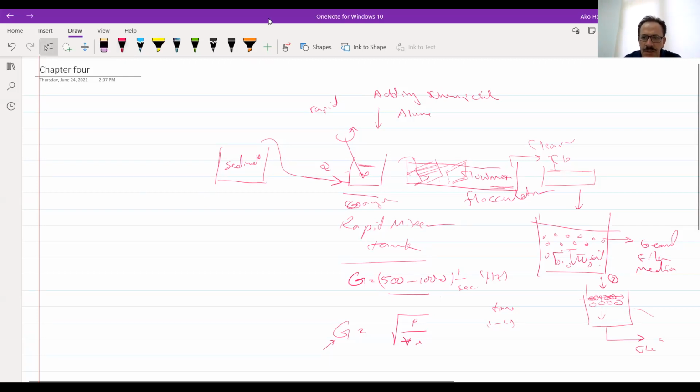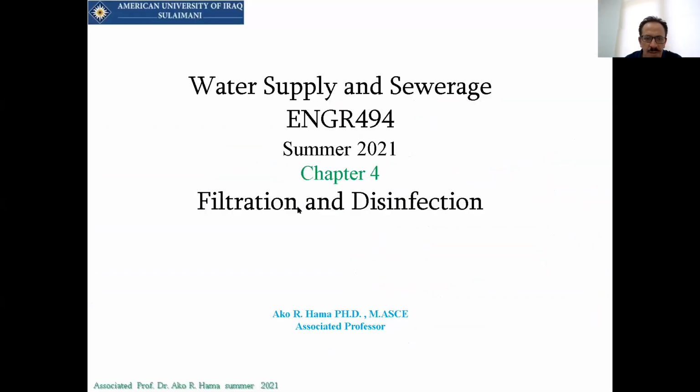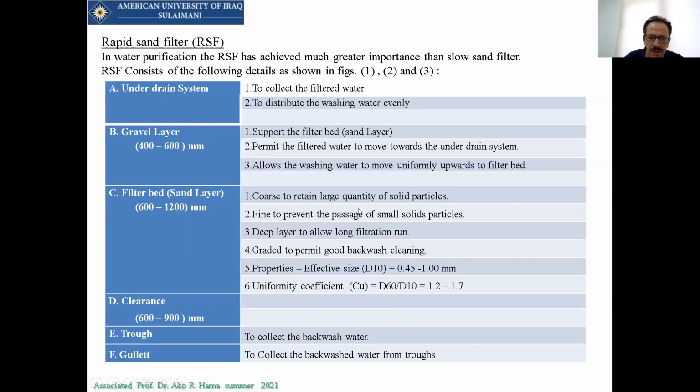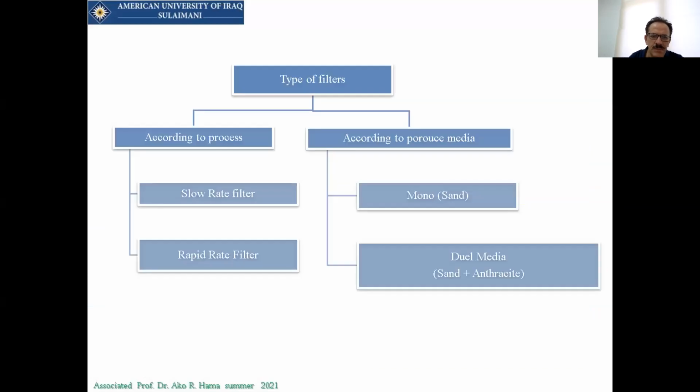If you have a look at the slides, you can see the typical filters. Basically, we can classify the filters based on their rate. The rate means how much one square meter, the surface area of that filter, is capable of treating water. There is a limit for treating water. This is called the filtration rate.